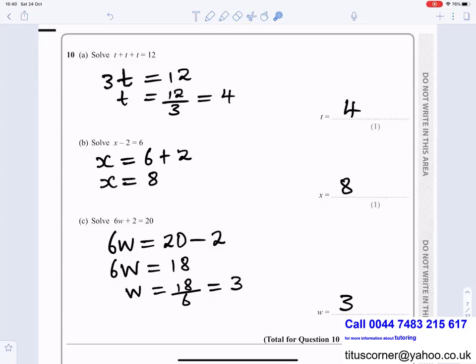Part B, solve. X take away 2 is 6. You add 2 to both sides, or you take this minus 2 to the other side, and it becomes a plus. So x equals 8, because 8 take away 2 is 6.